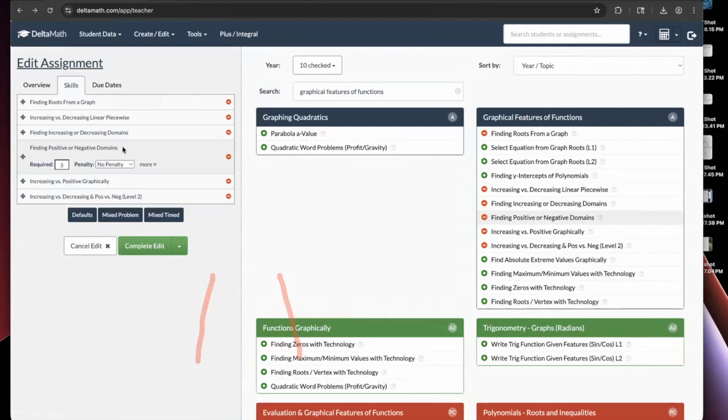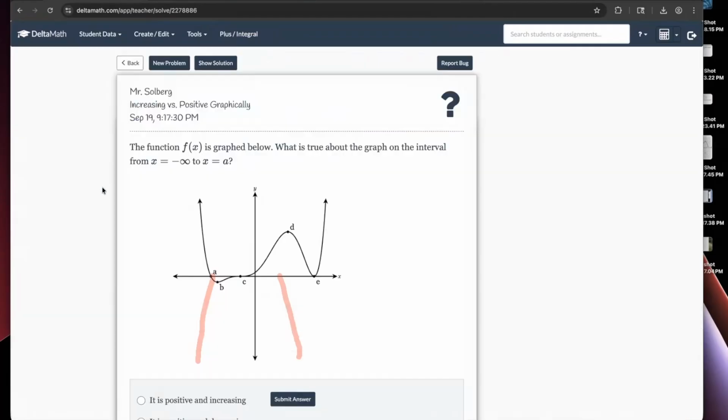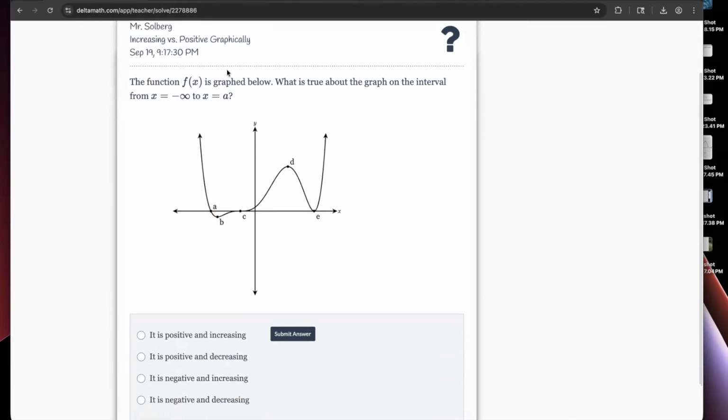Okay, this topic I think won't give any trouble, but just to show one, just to go through every one. All right, so it says from negative infinity to A. So A is here, and negative infinity would be the left side because there's an arrow here. So it's talking about this piece here.